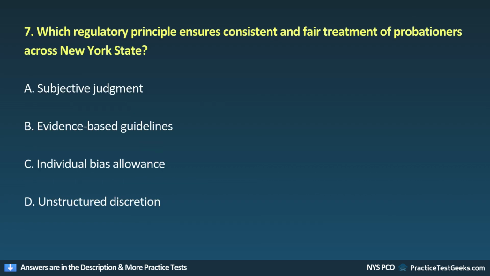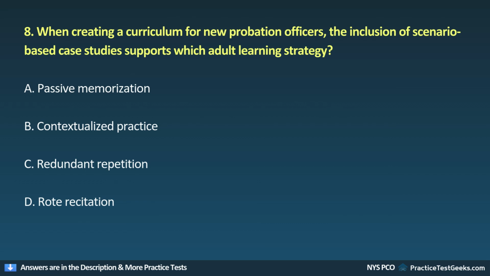7. Which regulatory principle ensures consistent and fair treatment of probationers across New York State? A. Subjective judgment. B. Evidence-based guidelines. C. Individual bias allowance. D. Unstructured discretion.